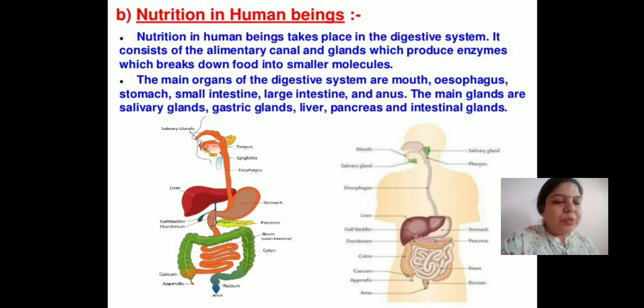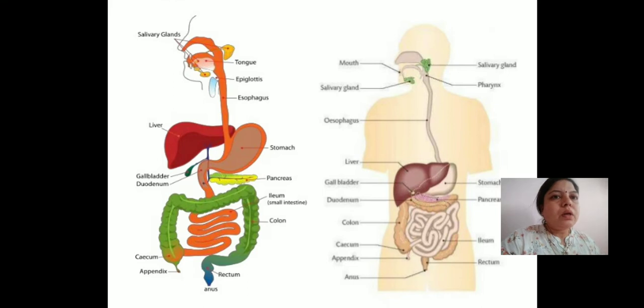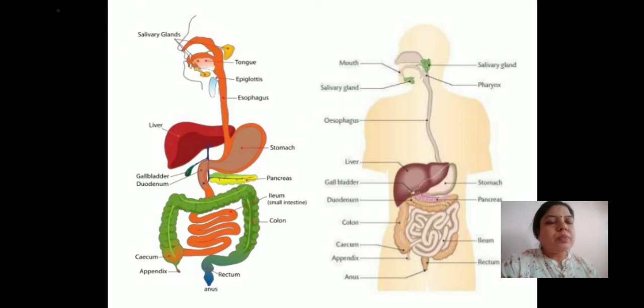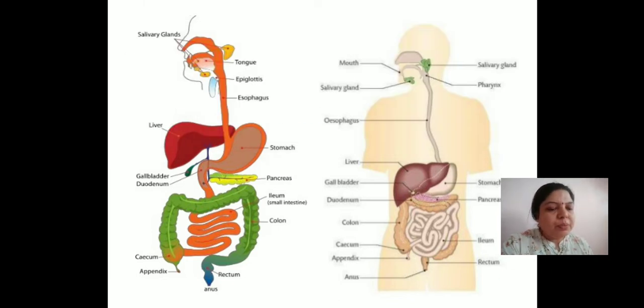In the human digestive system, this is the wide view of both the diagrams. The human digestive system includes two parts, the alimentary canal and associated glands. The alimentary canal begins with an anterior opening, that is the mouth, and it opens out posteriorly through the anus. The mouth opens into the buccal cavity or oral cavity. The oral cavity has a number of teeth and a muscular tongue.